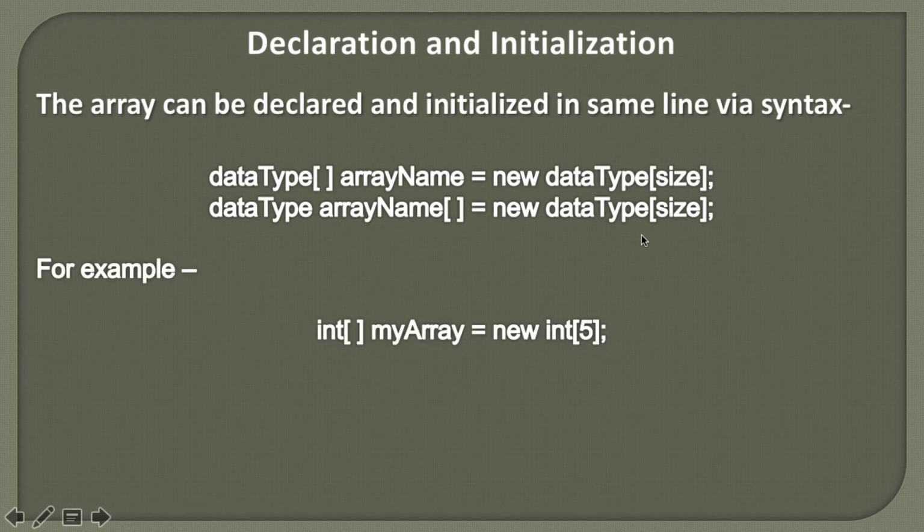For example, we can simply create an integer array something like this. Here, using the new operator, this will create an integer array of size 5, so that we can store 5 integers inside this array. So this is the other syntax. The most preferred syntax is the first one. Just by looking at the statement we can come to know that this is an integer array, because usually the square brackets are alongside the data type.